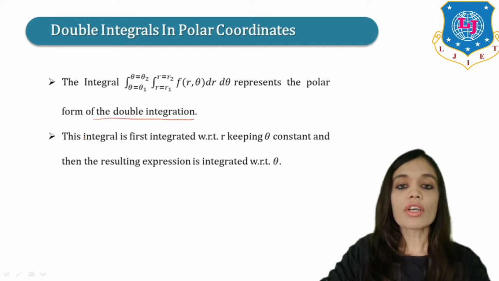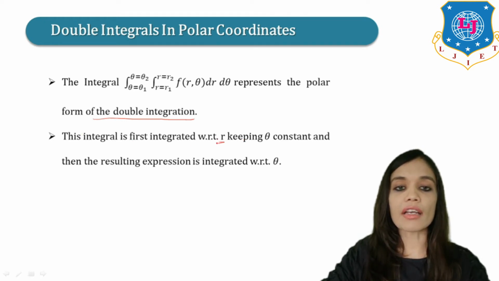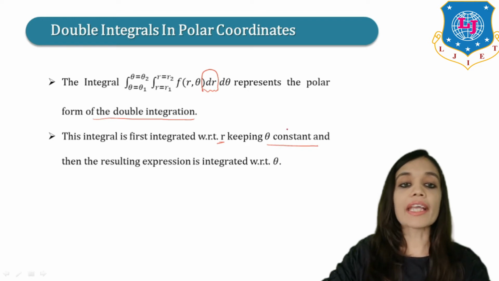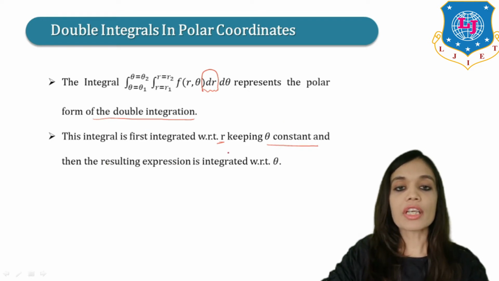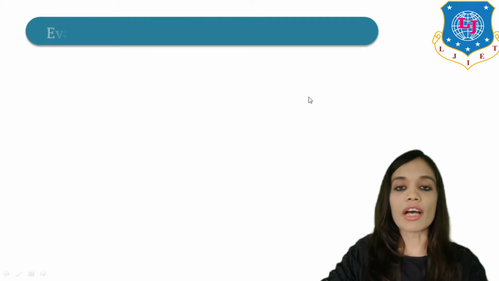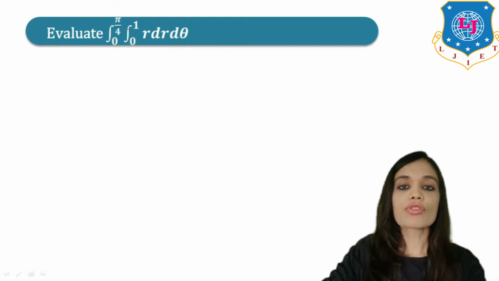Now this integral is first integrated with respect to r, keeping theta as constant. That is, we will evaluate this integral keeping theta as constant and integrate with respect to r first, right? And then the resulting expression is integrated with respect to what? Theta, right? So now let us solve one example. Here we have to evaluate the double integral 0 to pi by 4, 0 to 1 r dr d theta.